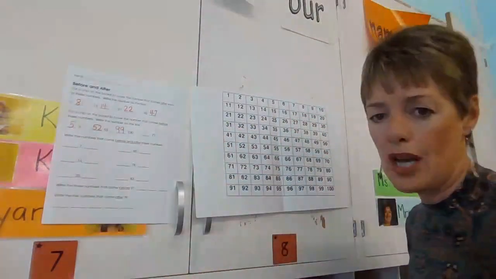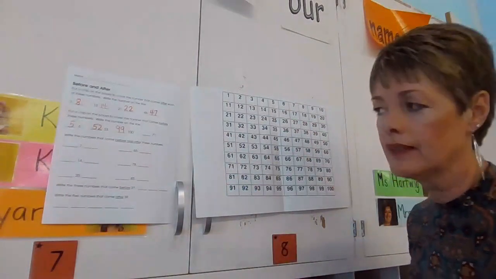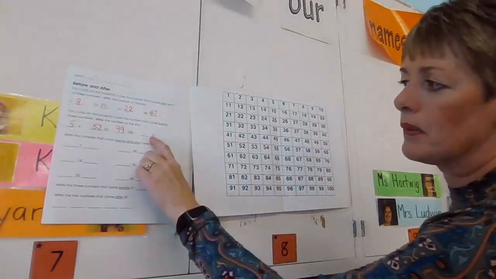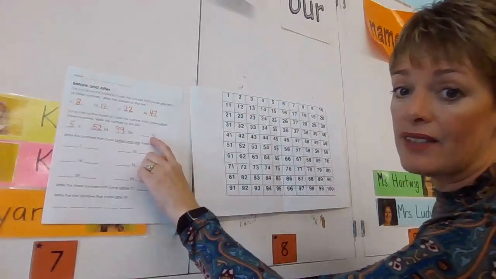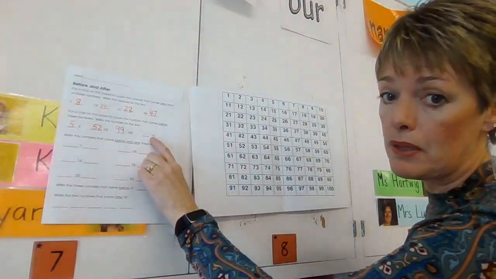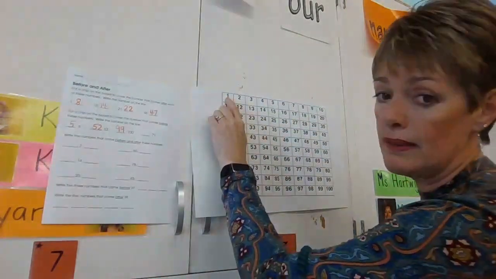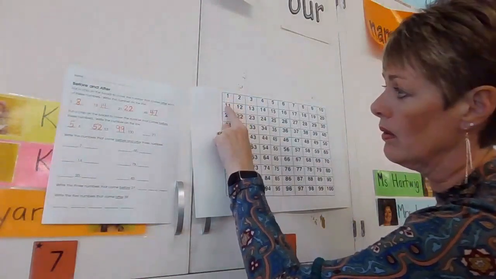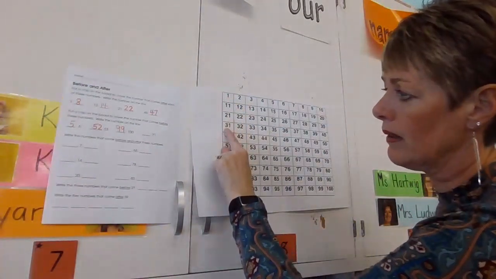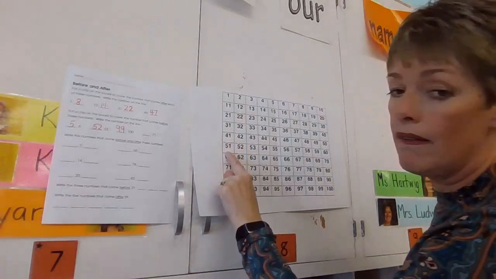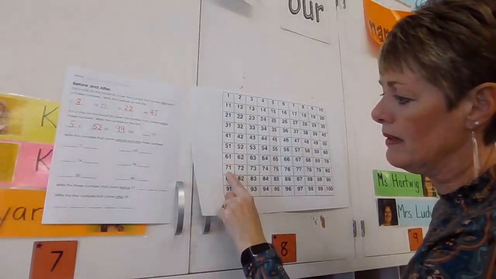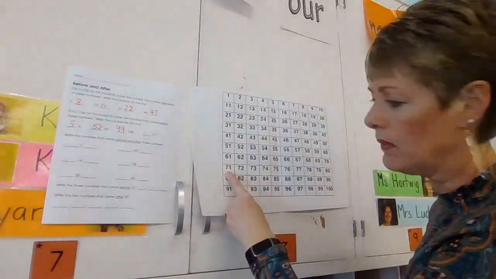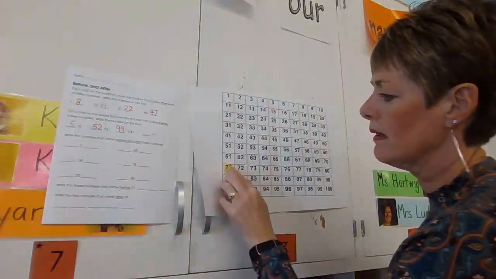99 comes just before 100. Okay, next one we have to find, 71. It ends with a 1, so find your 1 and then go down. 1, 1, 2, 1, 3, 1, 4, 1, 5, 1, 6, 1, 7, 1. That's the one we need. Put your chip on it.